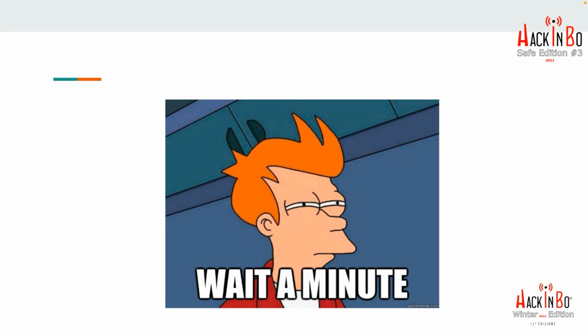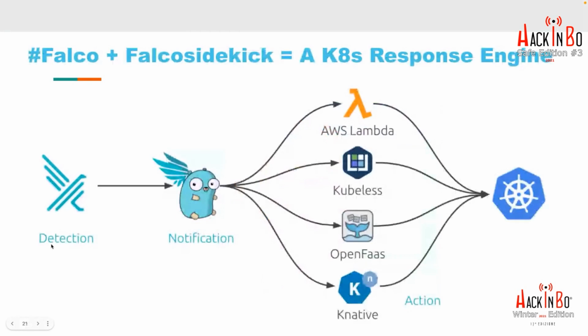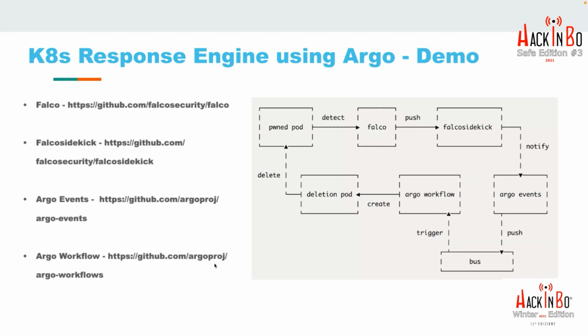But if we put all the pieces together, we get exactly what we wanted. And here is what we wanted to achieve. So using function as a service like Kubeless or OpenFaaS or Argo, it's possible to create a Kubernetes response engine capable of performing proactive action in case of anomalies or malicious behavior in our environment. And that was the goal that we had, right? So it's now demo time on what we discussed before.